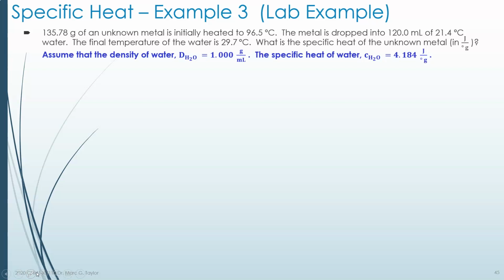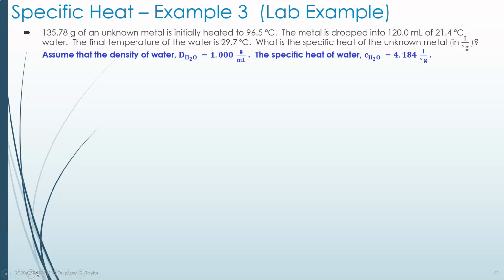Now, in a laboratory example, if you're actually doing an experiment, typically you're not looking at one object, you're looking at 2 objects. You're looking at, say, a hot piece of metal, and you're dropping it into cold water. The metal will lose heat, so you have an equation for that, and the water will gain heat, so you have an equation for that. And you're missing some variables from each equation, so you have to use one equation to help you with the other equation. Now, we know the specific heat of water. The specific heat of water is 4.184 joules per degree gram. And we are told in this problem that we have a certain mass of an unknown metal that's initially 96.5 degrees C.